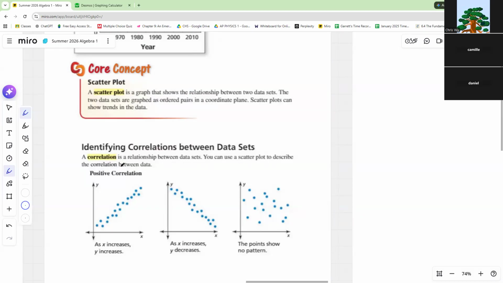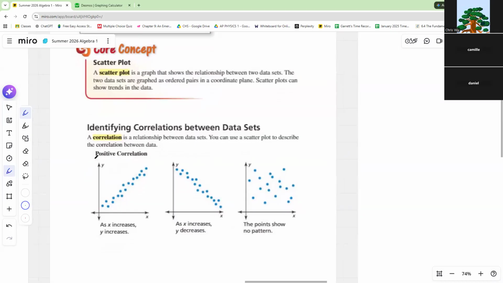You can use a scatter plot to describe the correlation between data. So this one, we call it a positive correlation. What does positive correlation mean? When X goes up, Y also goes up, right? So that means it's a positive correlation. And we have a negative correlation, which is when X goes up, Y goes down. That's a negative correlation.